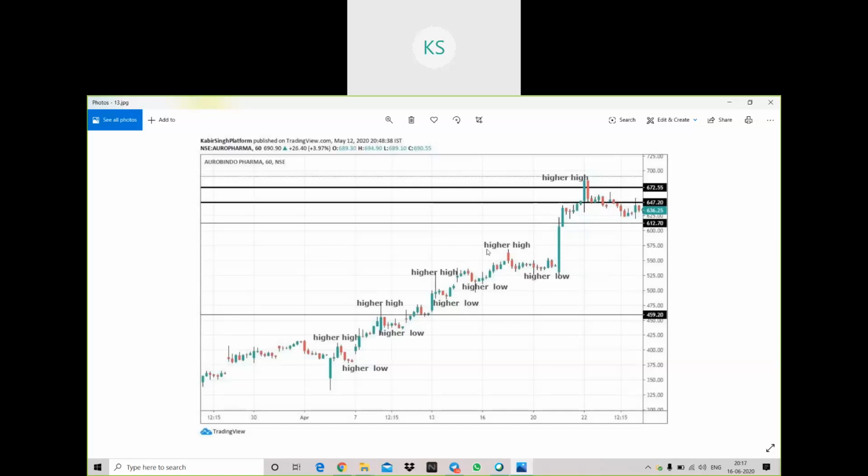Okay, so we were somewhere here. After forming a higher high, the stock went sideways, into consolidation mode. It has made a higher low. I have marked that as a higher low because this was the previous low, and the low which the stock has made is higher than this point. So that will be a higher low. And again it has gone on to a new high. So again I have mentioned higher high.